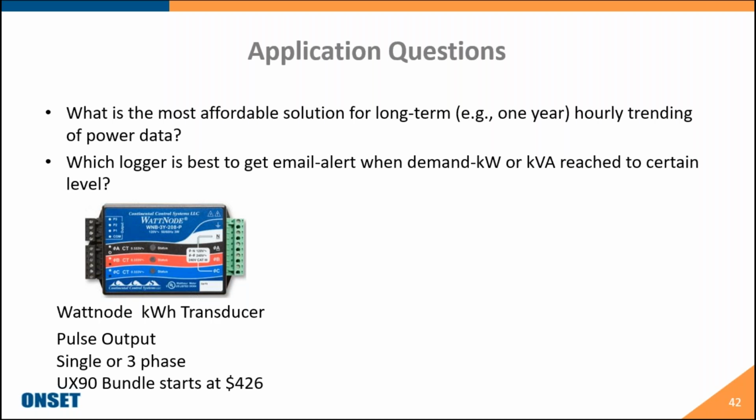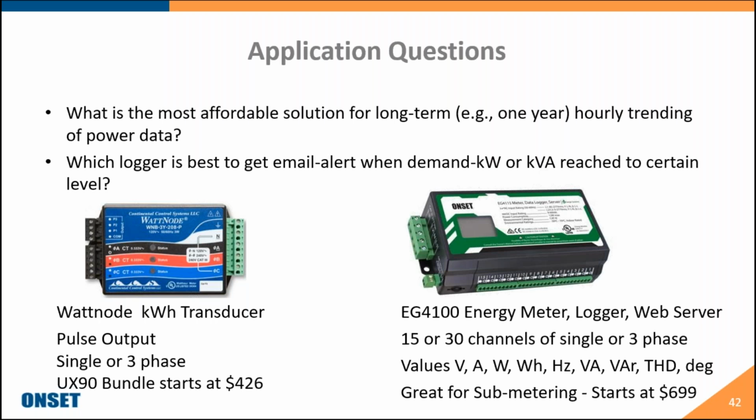remote alarm notifications. Another option that we have is our EG4100 series energy data loggers. These are offered in both a 15 input and 30 input model. They can record single phase, split phase, 3-phase, and really these will take any type of power reading that you want it to. So volt, amp, watt hours, watts, hertz, volt amp reactive, power factor, things of that nature. And these are really great devices if you're doing any type of sub-metering at large facilities.